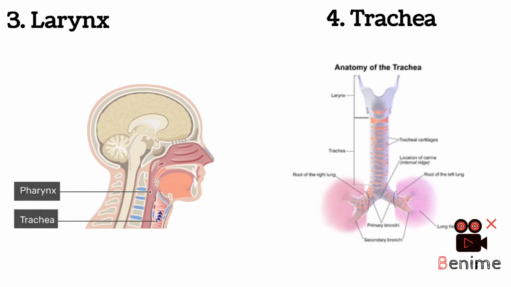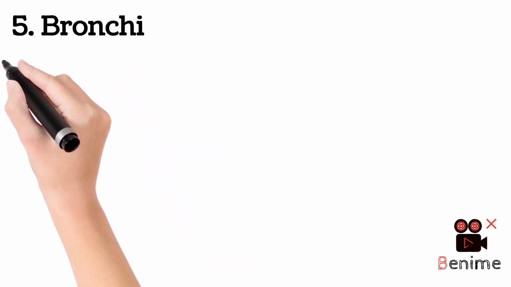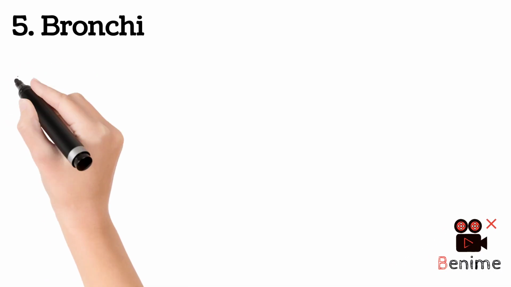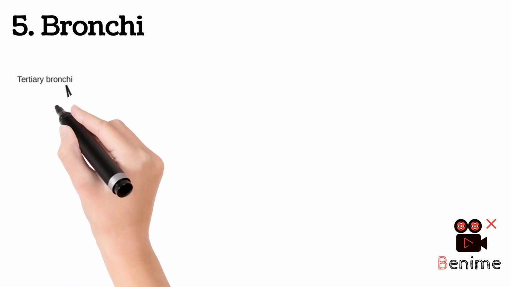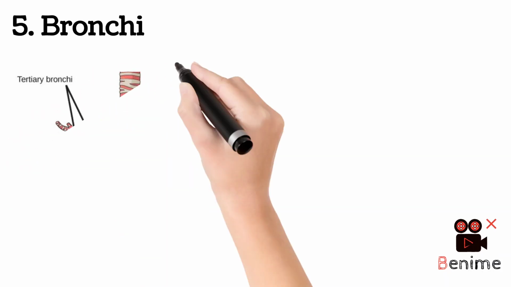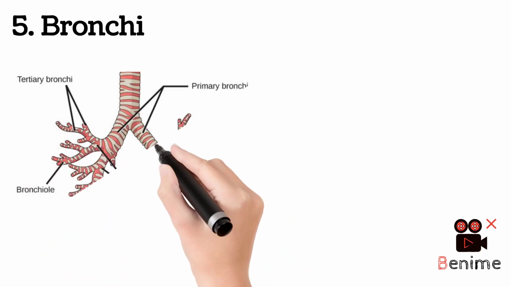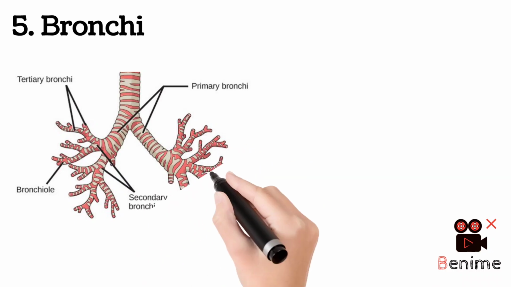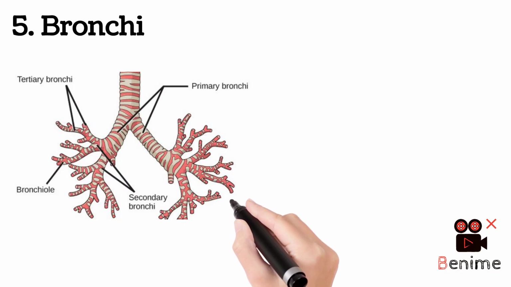Trachea helps in conduction of air. Fifth one, bronchi. Trachea divides into two parts to form bronchi. Out of these two, one enters into right lung while the other enters into left lung. The right bronchus is wider, shorter and more straight than the left bronchus. That's why any foreign body entering gets stuck in right bronchus.